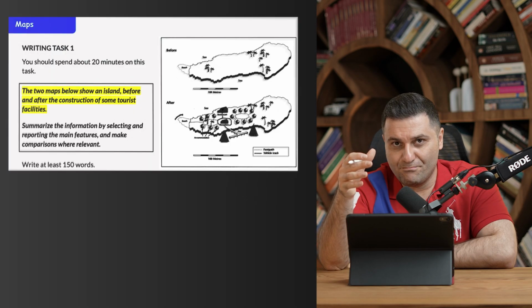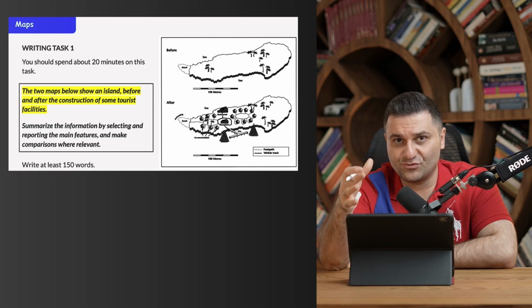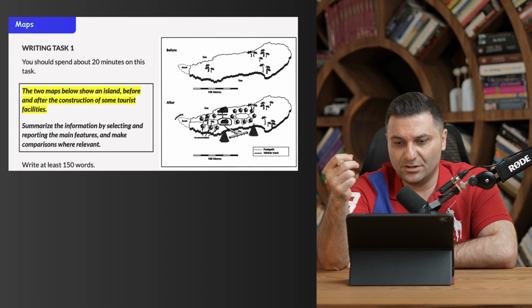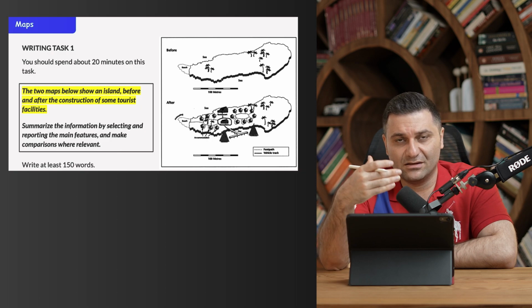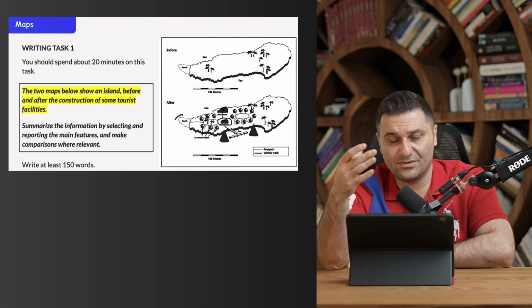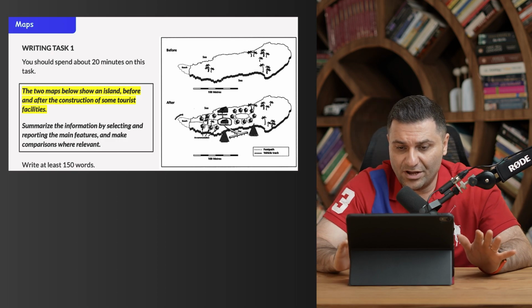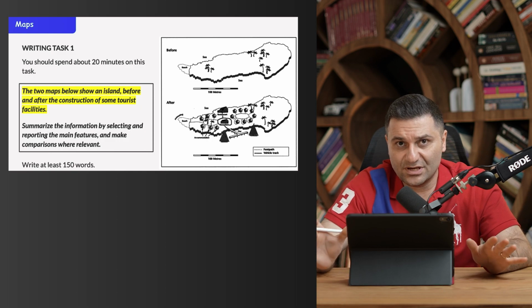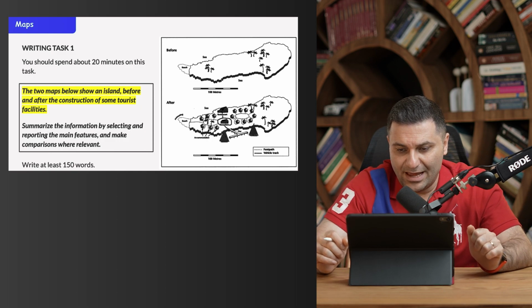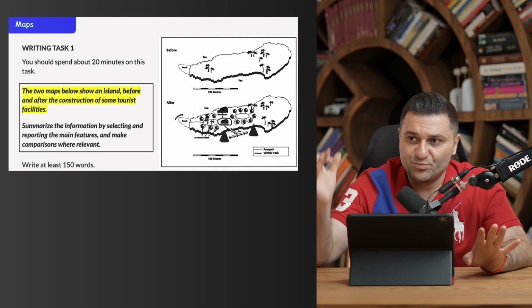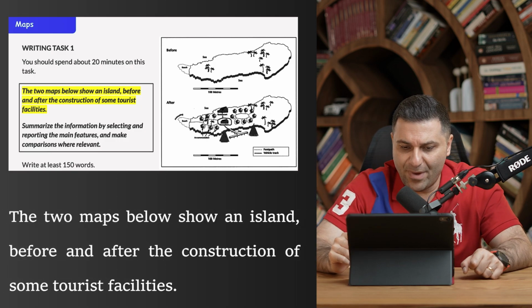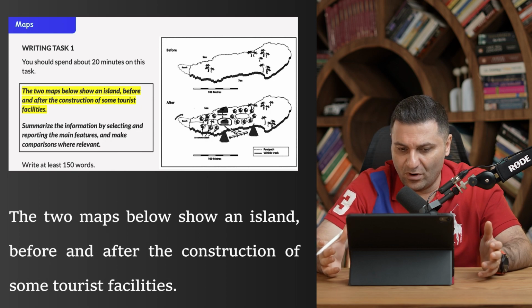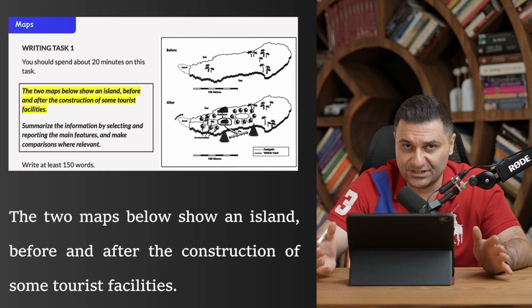All right, now let's take a look at map. You know well what maps are. Maps usually illustrate the changing of a location of a city, of a particular place. Actually, that place is imaginary always. And you should actually tell about the changes that have taken place in that area, right? So as you can see on your screen, this is a kind of map question. And there are always two maps, before and after. So the two maps below show an island before and after the construction of some tourist facilities.